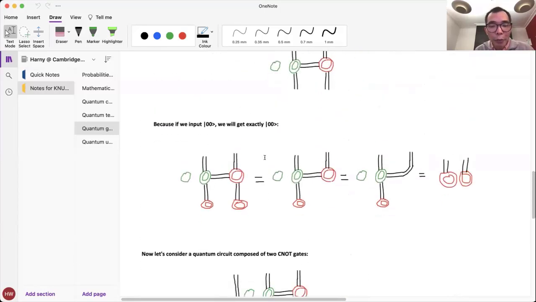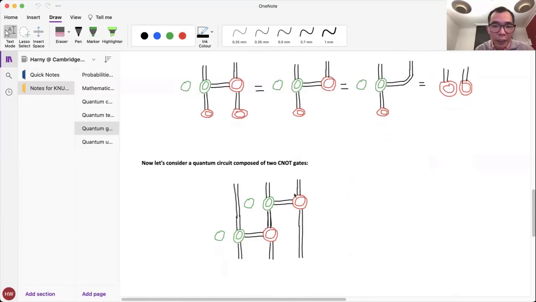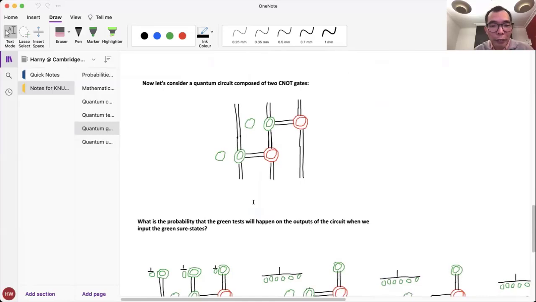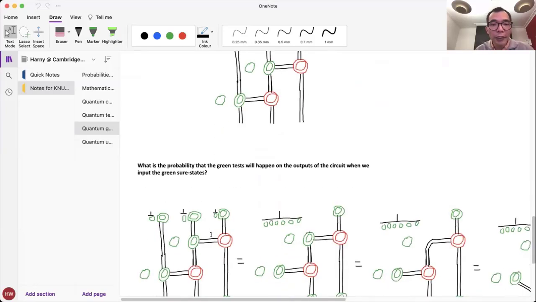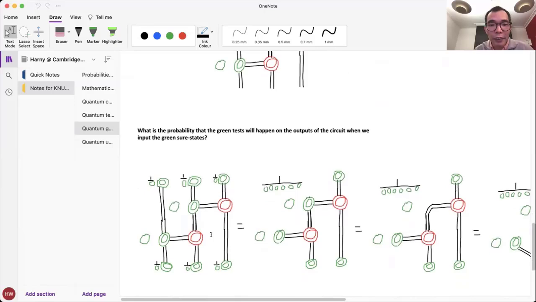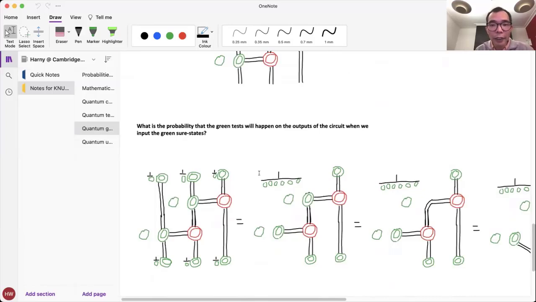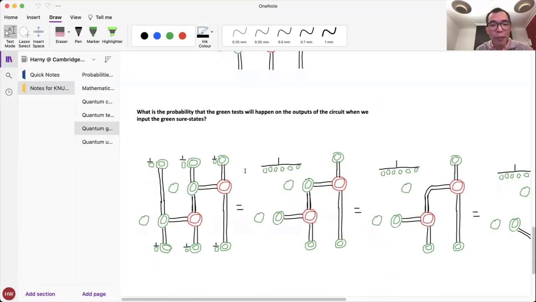As we just said, to make this C naught diagram a proper quantum gate, we need a green circle. So we have two C naught, so we need two green circles, right? Now we want to see what is the probability that the green test will happen on the output of the circuit if we input the green short states? If we want to know this from this quantum circuit, we can just calculate the probability by diagrams.